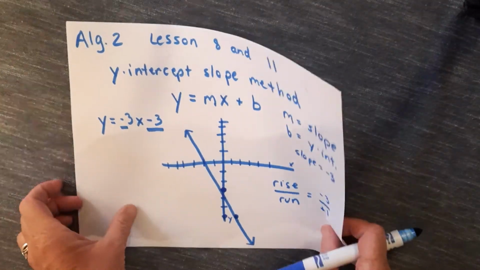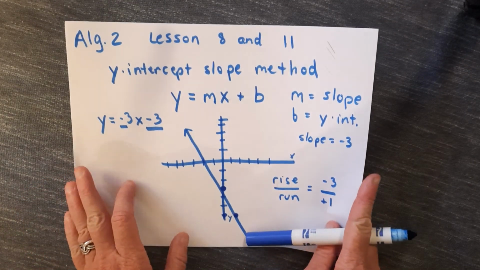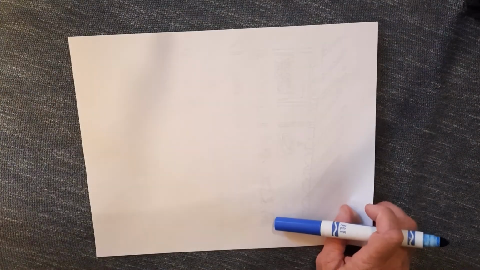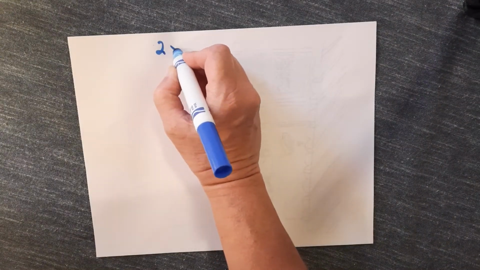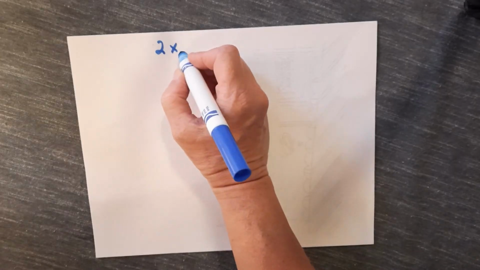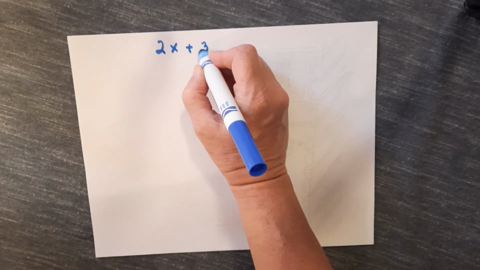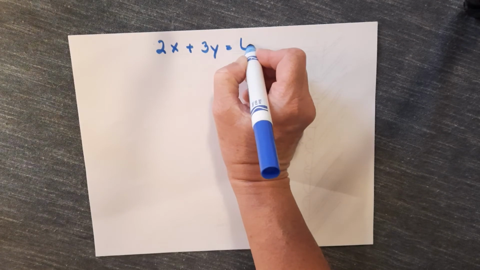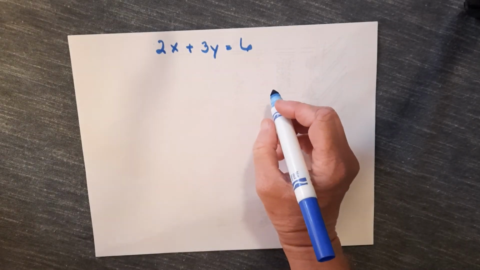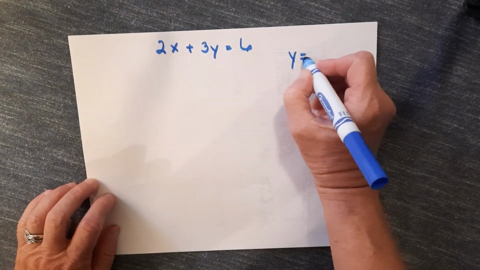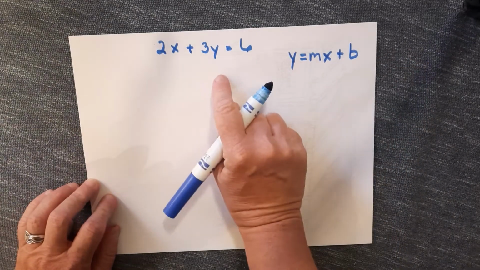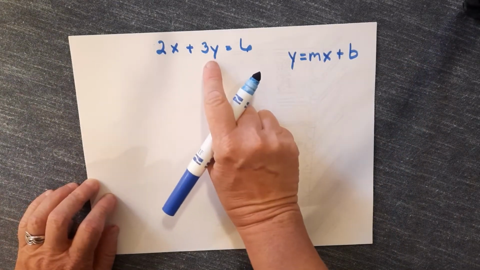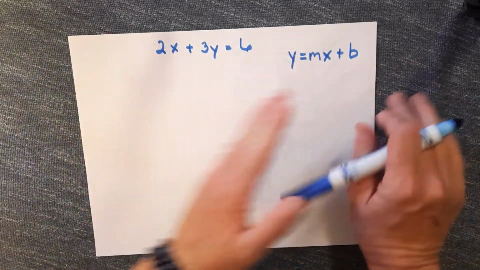I want to show you another one so that you can see what you would do if your equation is not written in the y-intercept form. So if we have 2x plus 3y equals 6, as you can see, it is not written in this format. So we have to first rewrite it. How do we do that? We want to get only y on this side of the equation and everything else on the other side.